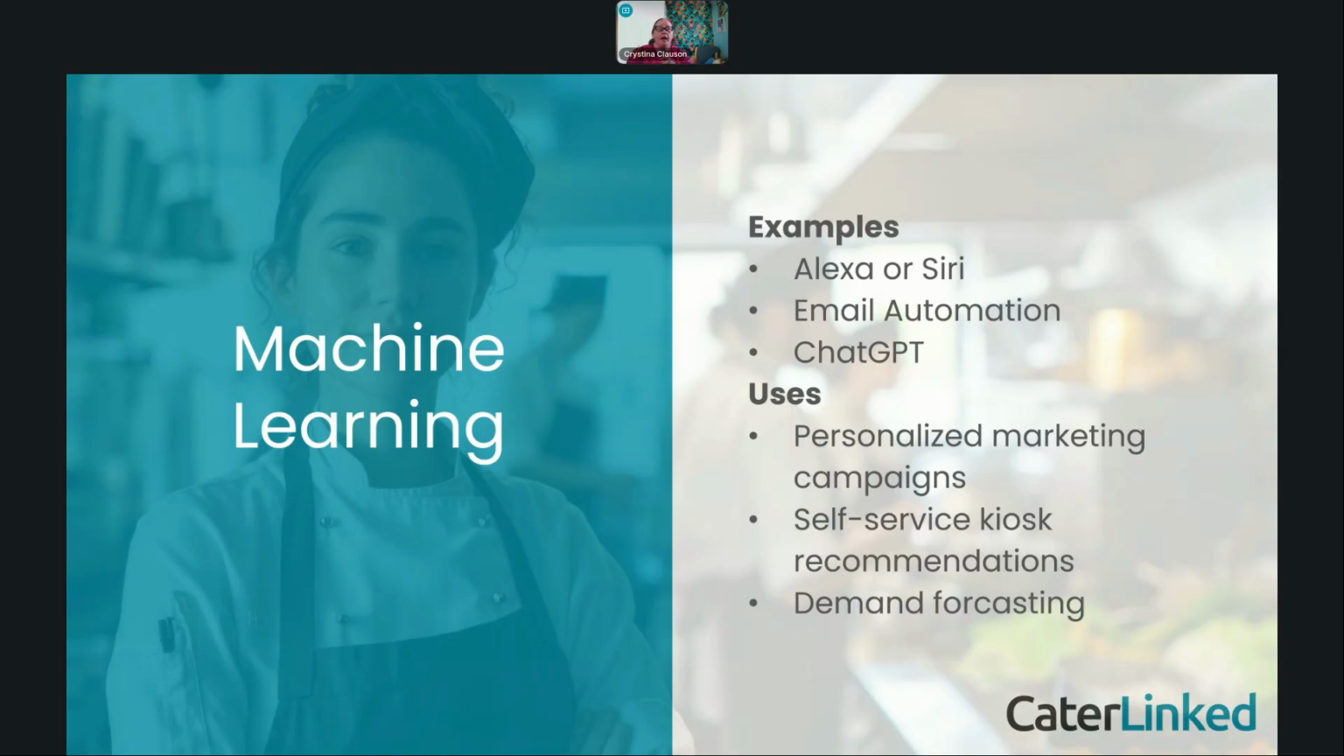Machine learning. I'm not going to say either one of these first ones because every time I've practiced it, one of them goes off. Email automation and ChatGPT. ChatGPT also uses language processes and computer vision, I think. But machine learning is a big aspect of ChatGPT. So, uses on our side in the restaurants are personalizing marketing campaigns, self-service kiosk recommendations, and demand forecasting.